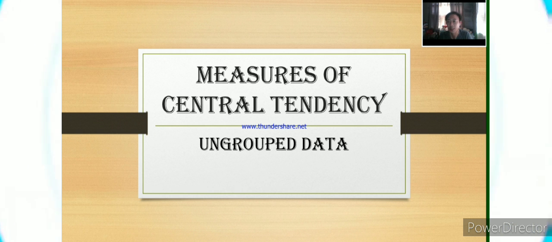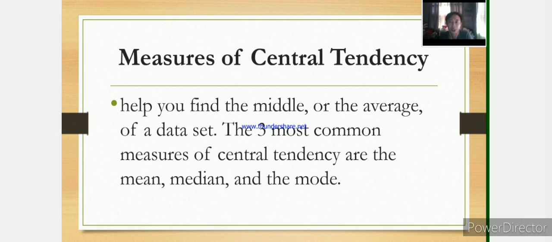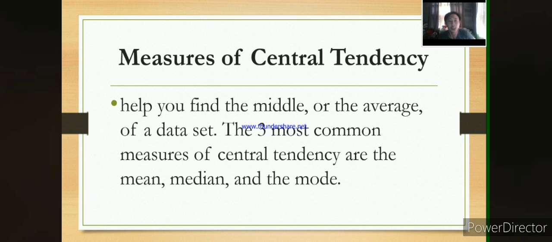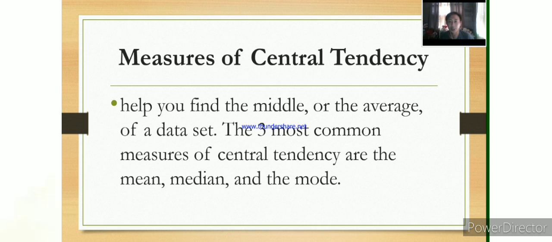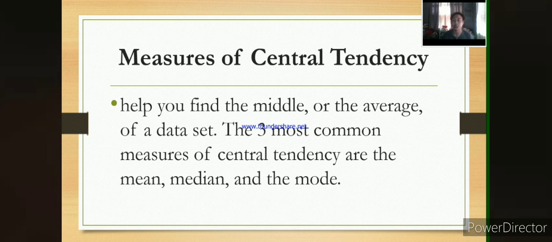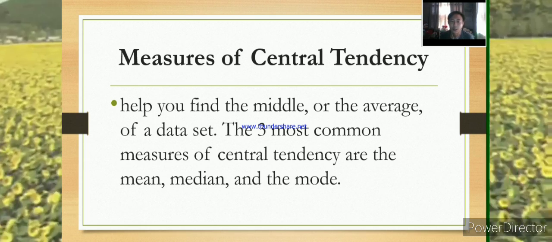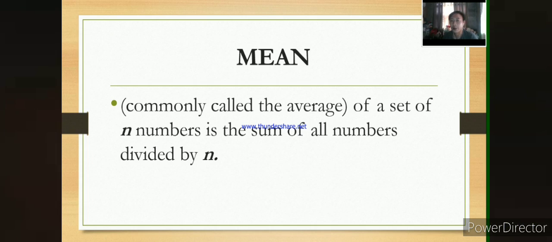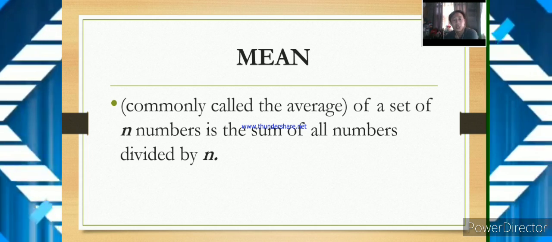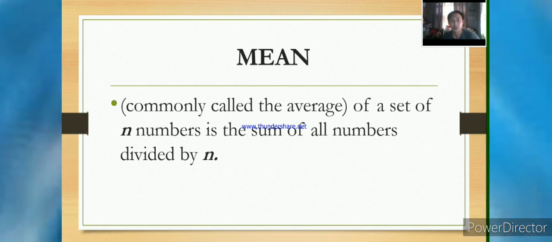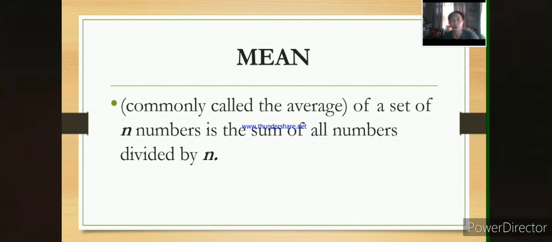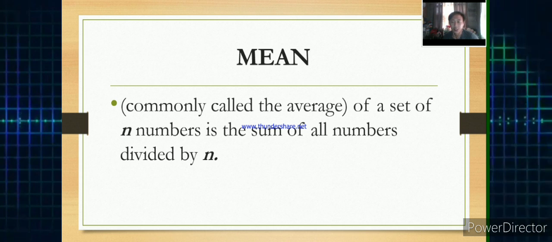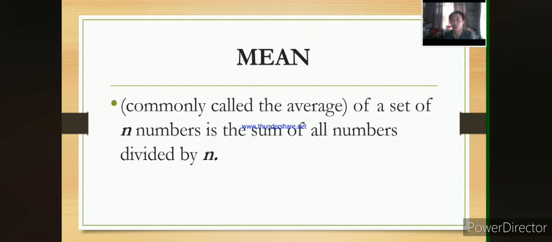Of the ungrouped data. First, let's discuss the measures of central tendency. Measures of central tendency help you find the middle or the average of a data set. The three most common measures of central tendency are: first, the mean, second, the median, and third, the mode. First, let's find out the meaning of the mean. The mean, or commonly called the average, of a set of n numbers is the sum of all numbers divided by n. In short, the mean is getting the average of the scores.